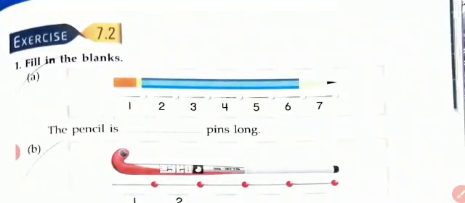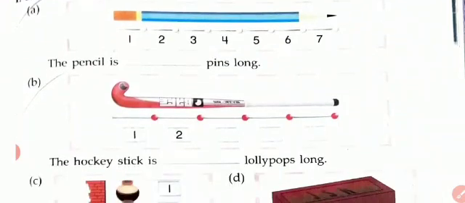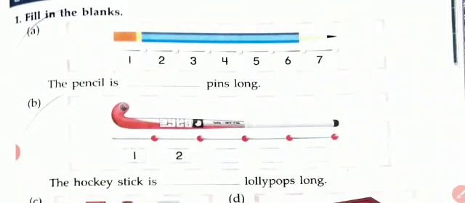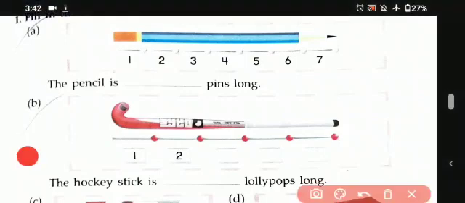Now we will come to the exercises. Fill in the blanks first of all. So there is a pencil. We have to measure it like 1, 2, 3, 4, 5, 6, 7. So the length of the pencil is 7. Now we will do another one. Here we will be writing 1, 2, 3, 4, 5, 6, 7. So we'll be writing here 7.